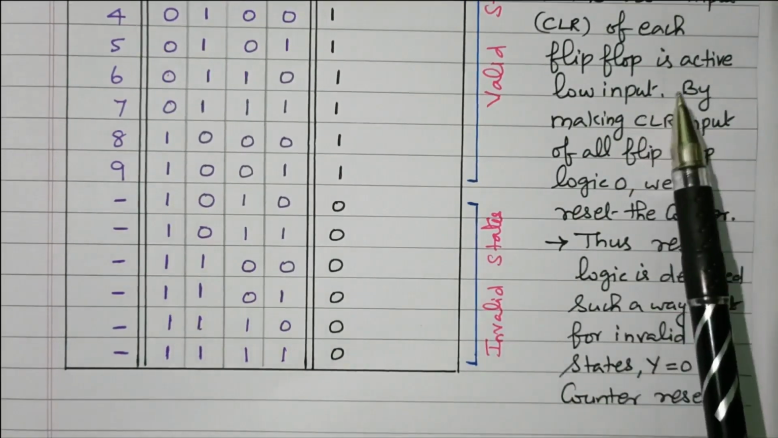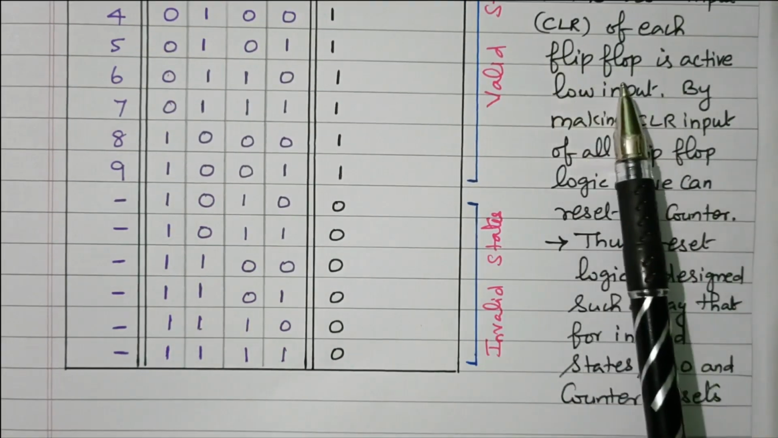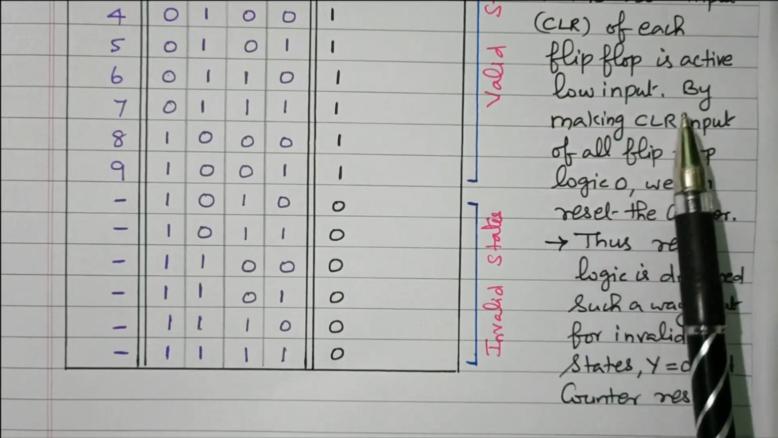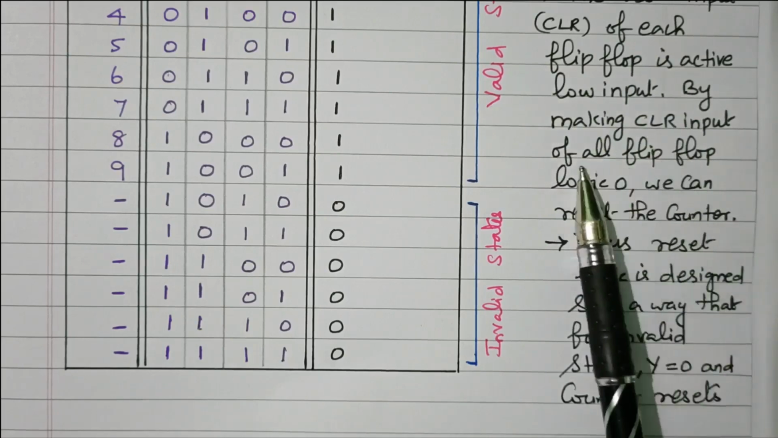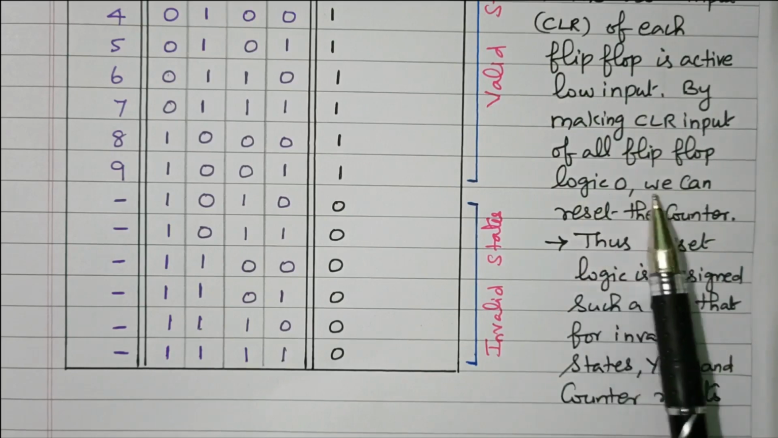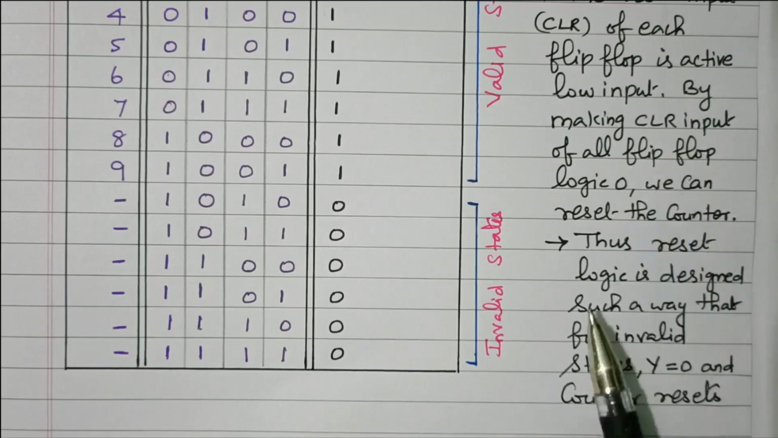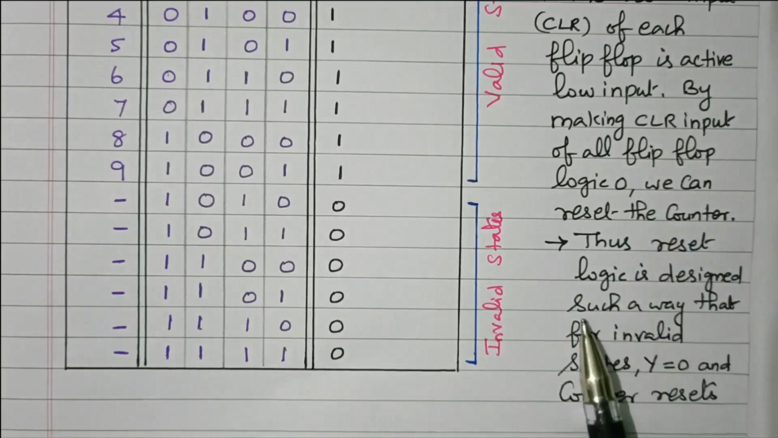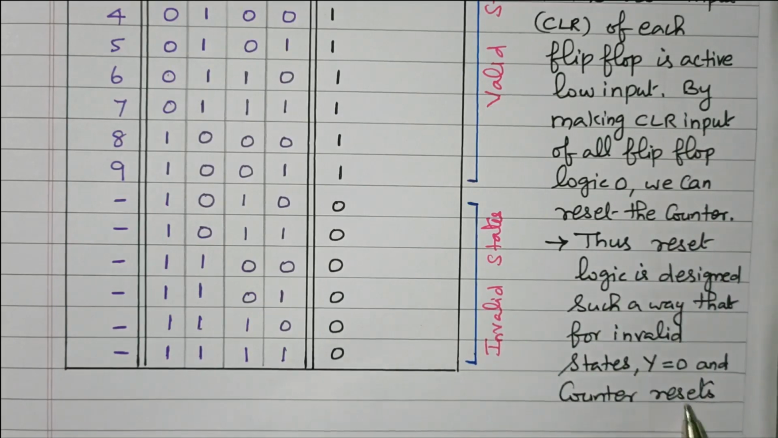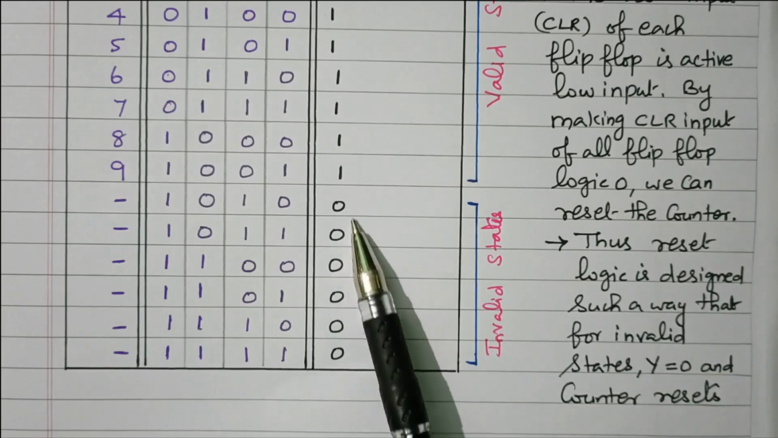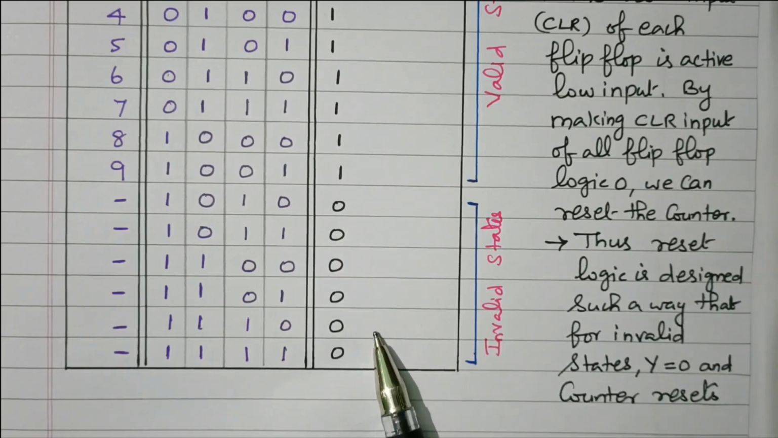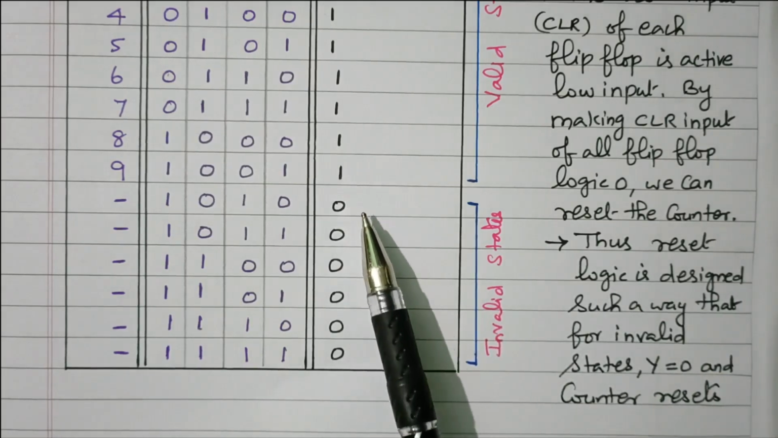The reset input, clear, of each flip-flop is an active low input. By making the clear input of all flip-flops logic low, we can reset the counter, right? So this is given as a logic low. Thus the reset logic is designed in such a way that for invalid states y equals 0, so that the counter will reset. If y equals 0, it will reset. So after 9 it will reset to 0.